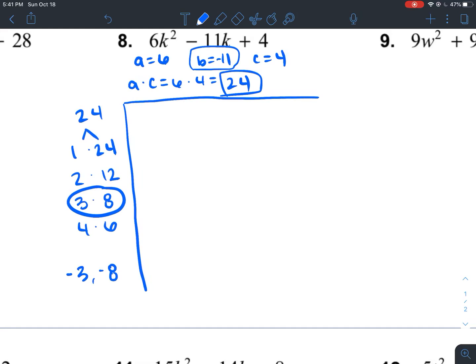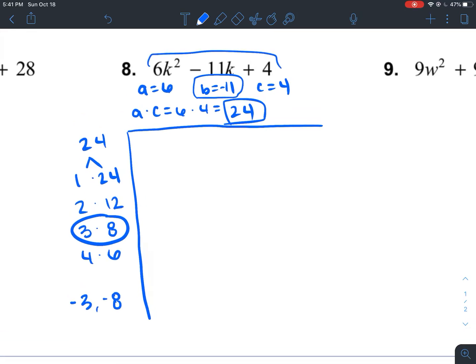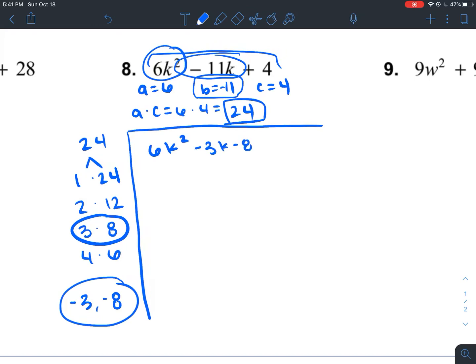So now, what we want to do is rewrite our equation that we have up here. And we're going to rewrite it using these two numbers. So let's write down 6k squared. That's for sure, we know that we have that. But now, instead of writing negative 11k, we're going to write minus 3k minus 8k plus 4, which is the last term.